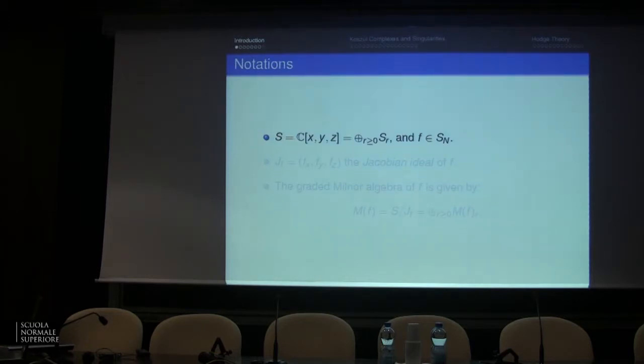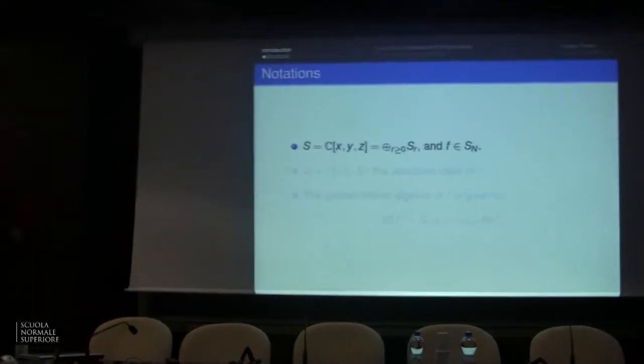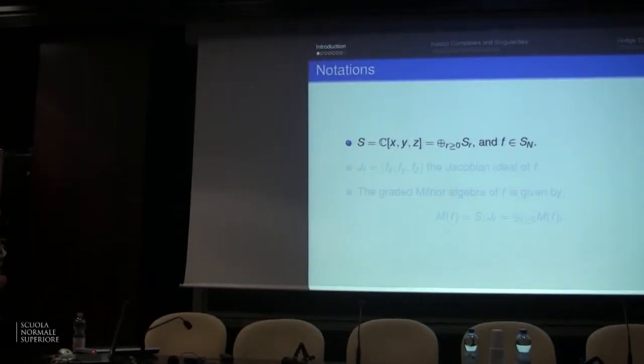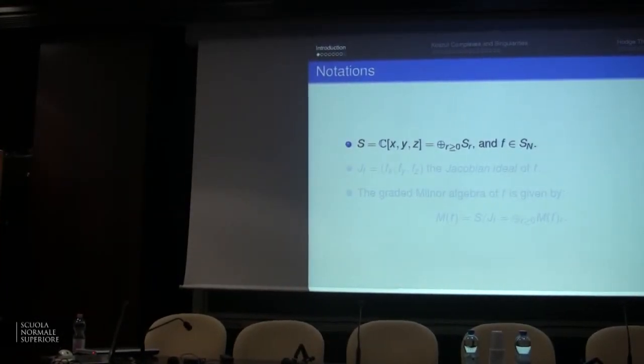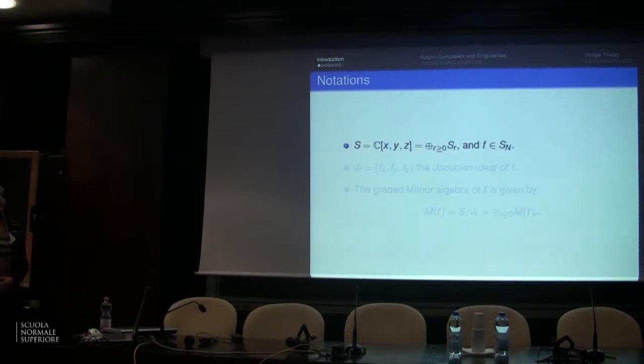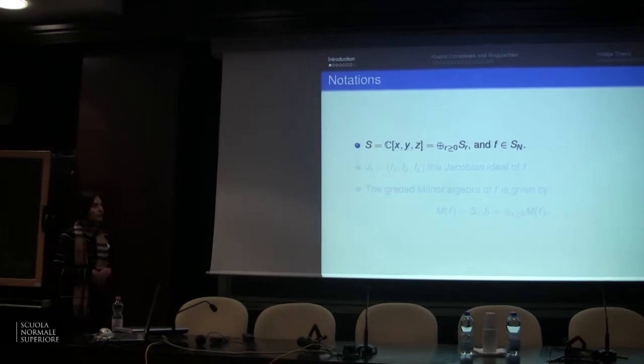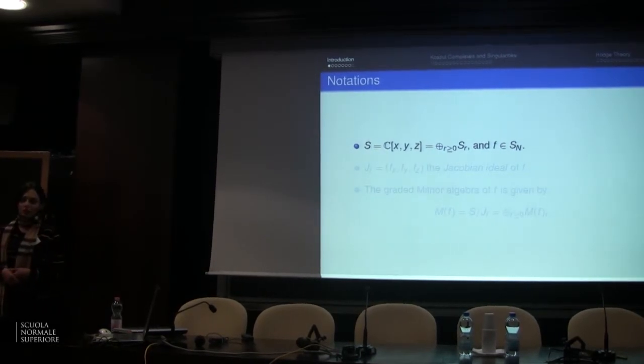So in my work, I consider curves in the projective plane. As we have seen in the previous talk, we will consider three variables, x, y, z, and homogeneous polynomials in x, y, z. So take S to be the graded ring of polynomial functions in x, y, z with complex coefficients. The graded pieces S_r are the C-vector spaces of the homogeneous polynomials of degree r. We consider a polynomial f of degree n.